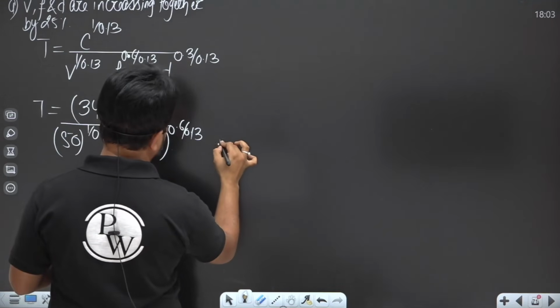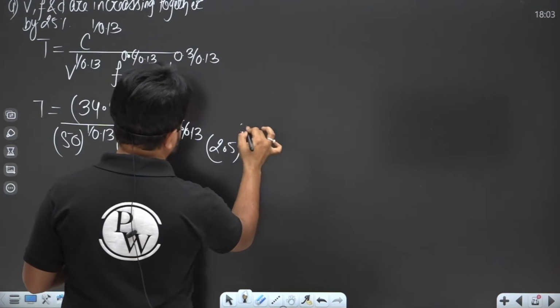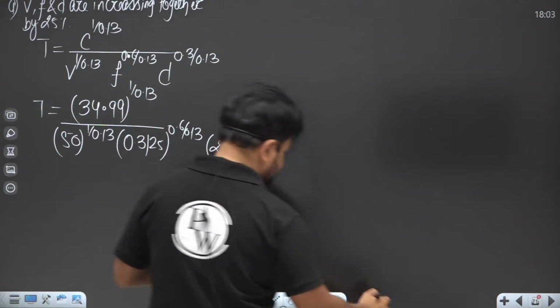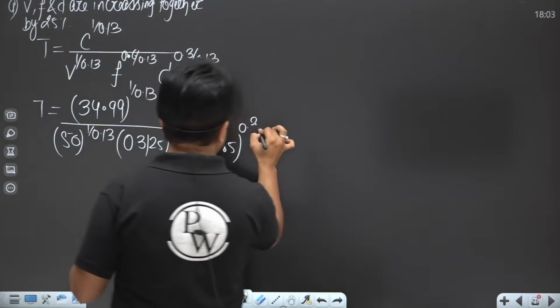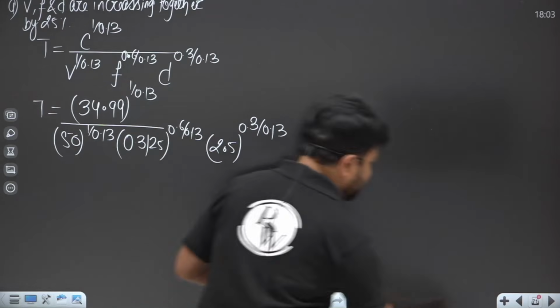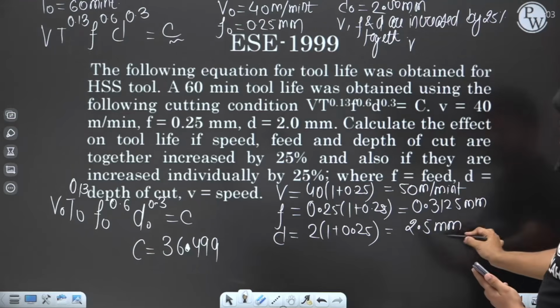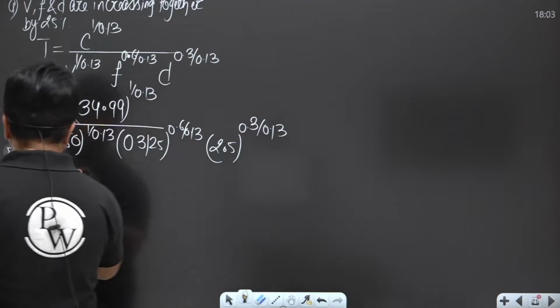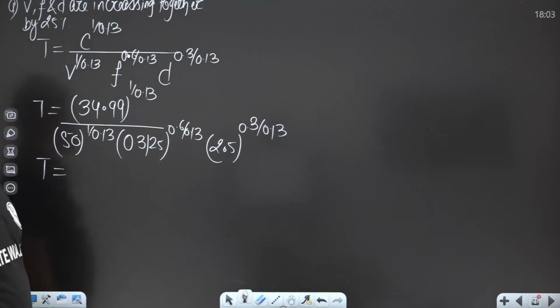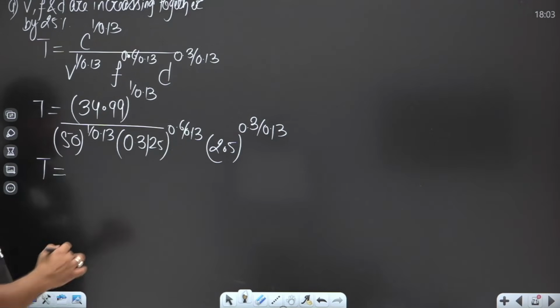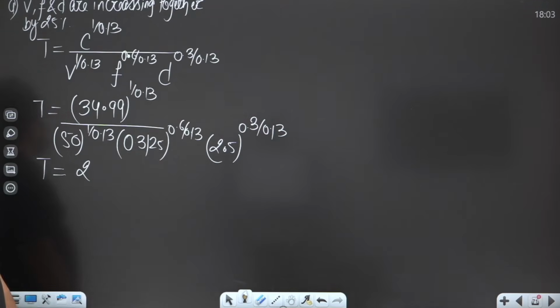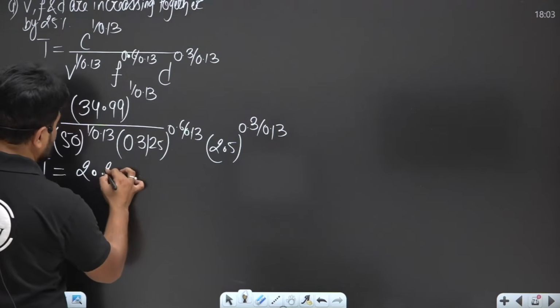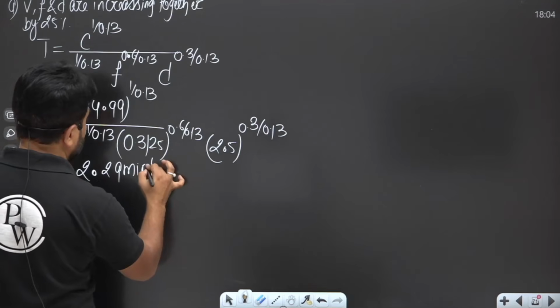Depth of cut is 2.5 to the power, not 0.6, it is 0.3 divided by 0.13. Am I right? Let me check. Depth of cut is 2.5, and it is 0.3 divided by 0.13. Now calculate the tool life here. If you calculate, you will get 2.29 minute.